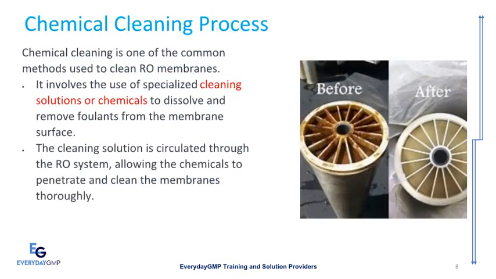Chemical cleaning process. Chemical cleaning is one of the common methods used to clean RO membranes. It involves the use of specialized cleaning solutions or chemicals to dissolve and remove foulants from the membrane surface. The cleaning solution is circulated through the RO system, allowing the chemicals to penetrate and clean the membranes thoroughly.